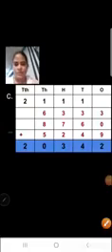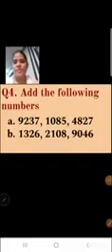Children, now let us move on to our next question. Question number 4. Add the following numbers: A sum and B sum. Children, here 3 numbers are given which we have to add. The A question is 9,237, 1,085, 4,827. We have to add all these 3 numbers.